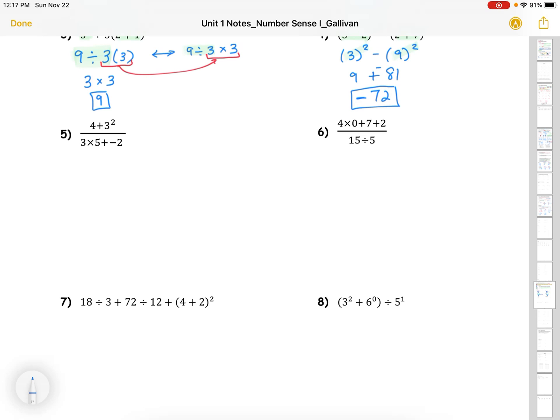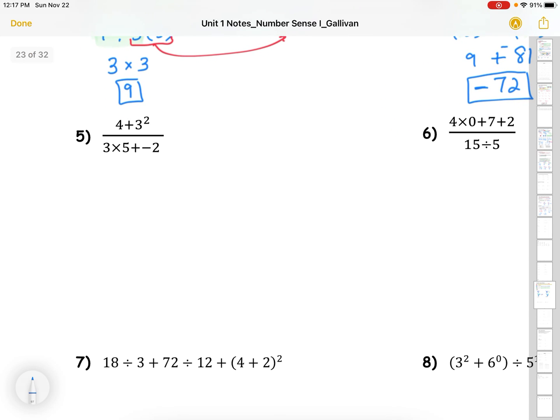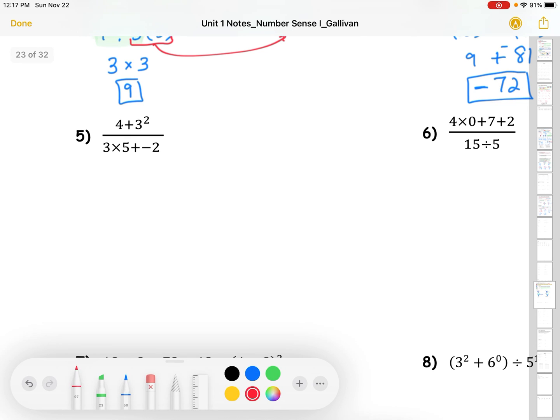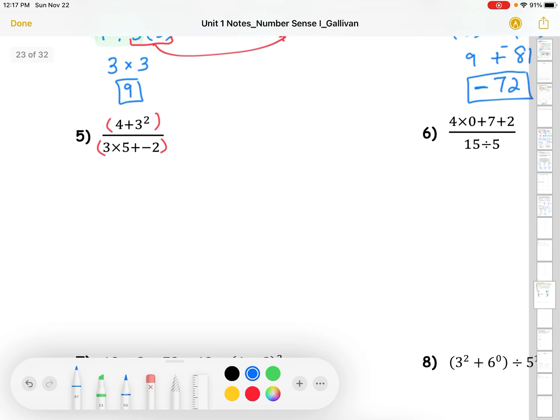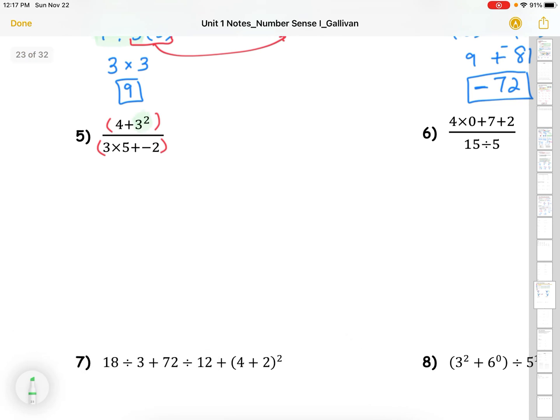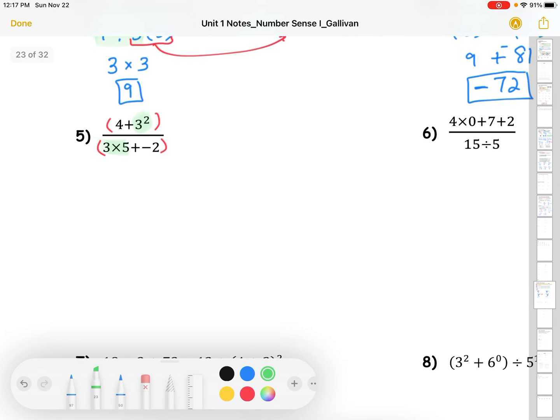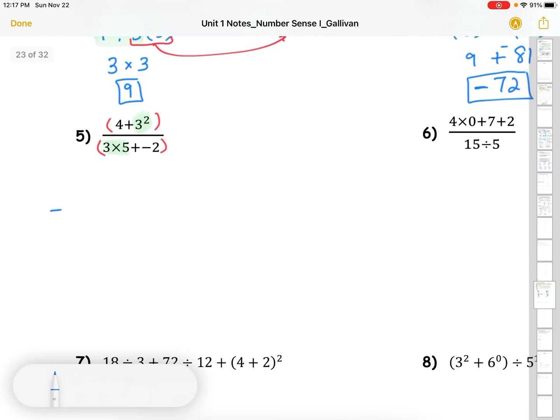Now, when we see something like this on the next one, even though they're not written in, there are little invisible brackets around the top and the bottom of a fraction. Okay, so we're going to solve each separately, the top and the bottom, and wait till the end to reduce the fraction. Now within those, I have an exponent here I can do on the top, and I have a multiplication on the bottom. So let's see what happens.